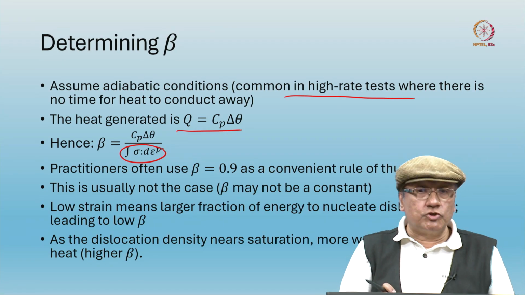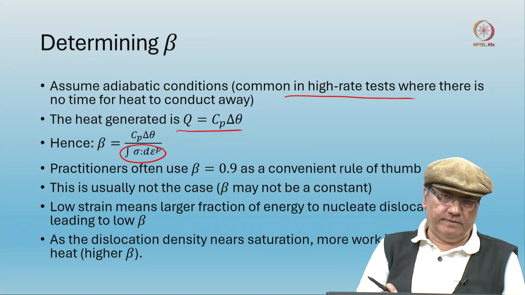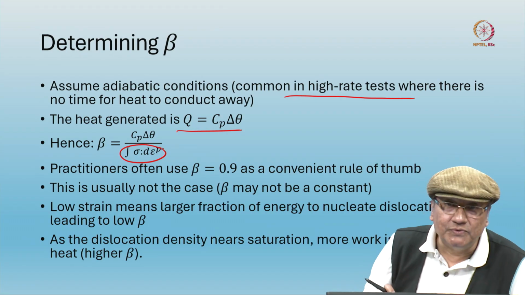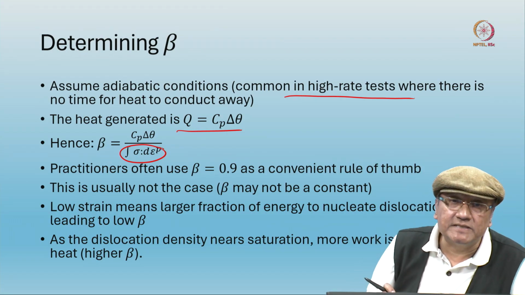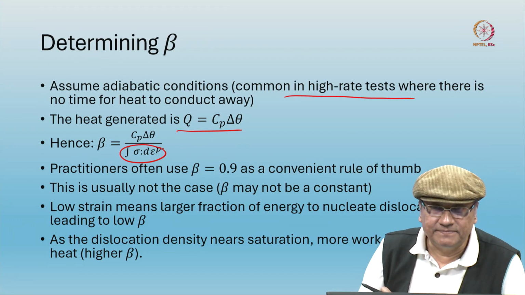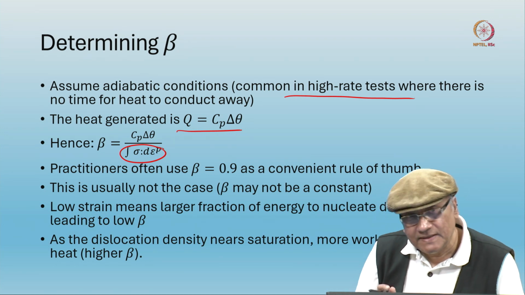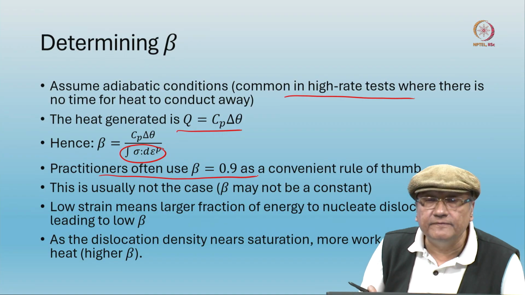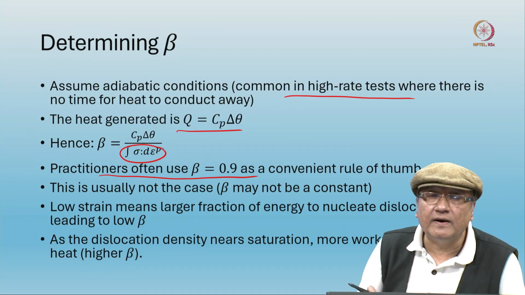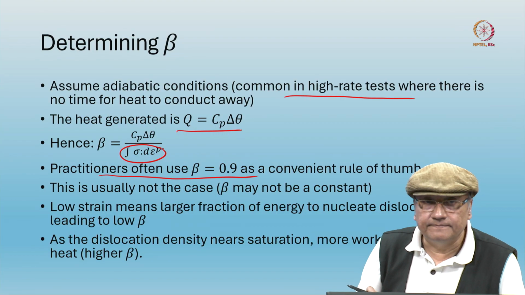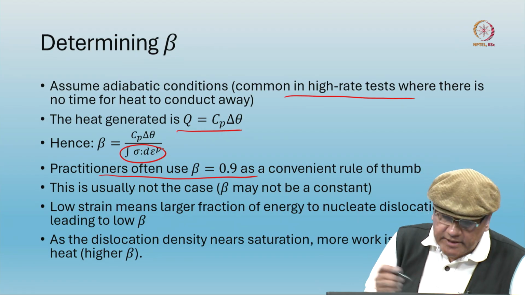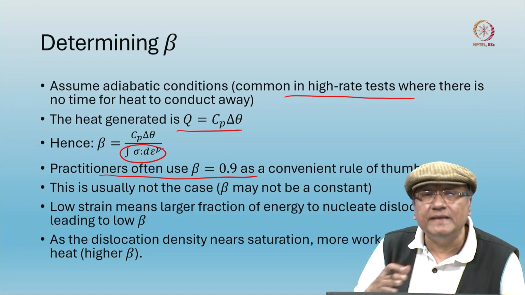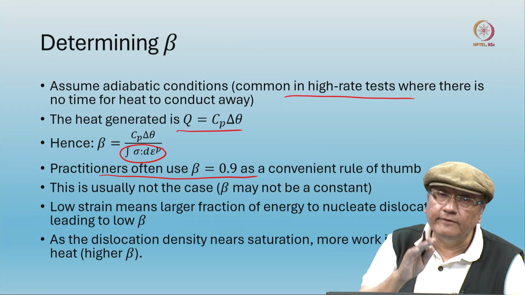It is true that experimentally beta has been determined for many experiments, but it is not true that across different experiments you get the same beta. It is certainly not true. Practitioners often use beta equal to 0.9 as a convenient rule of thumb, which is far from the reality. This is usually not the case; beta is not a constant in many problems. For example, I will give you some examples.